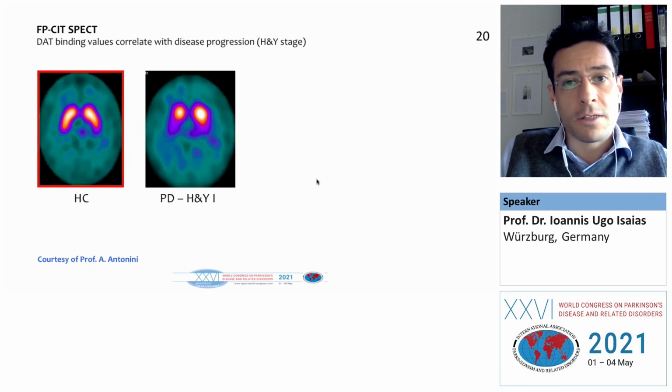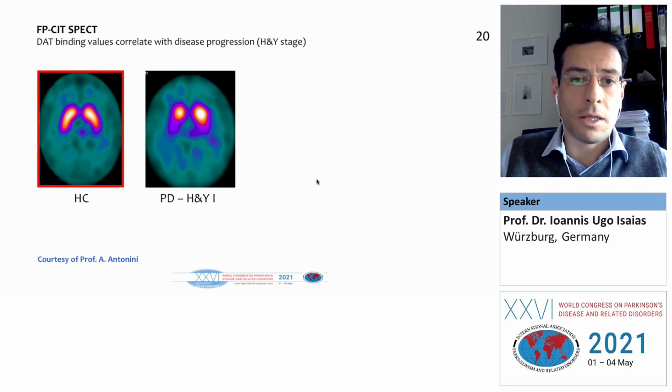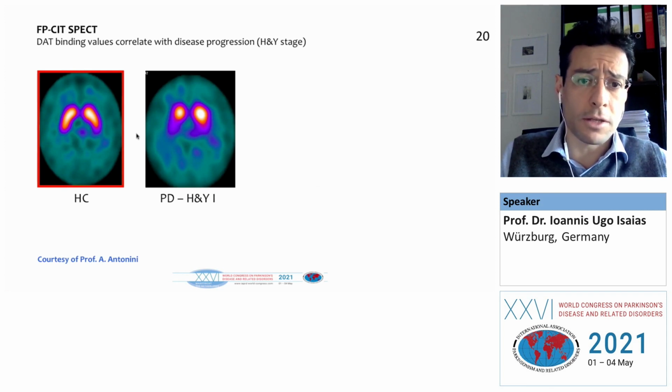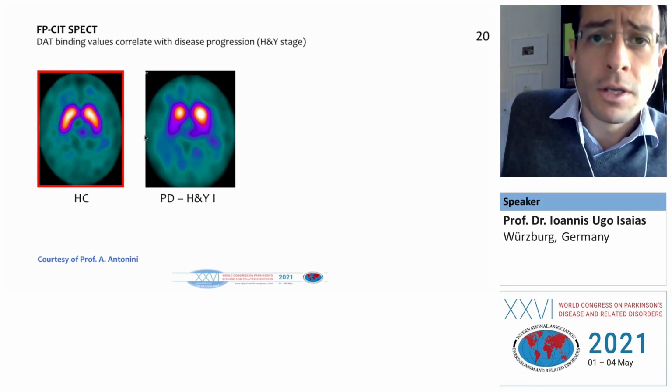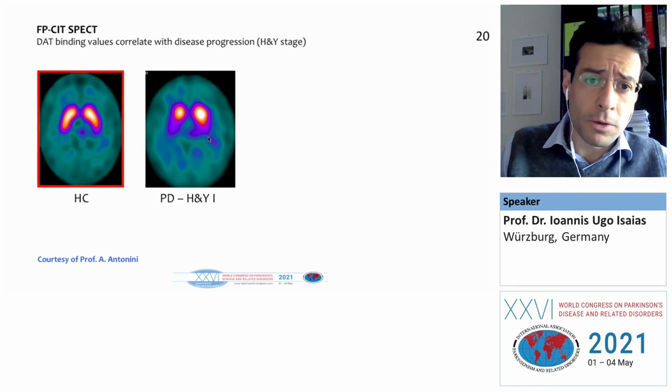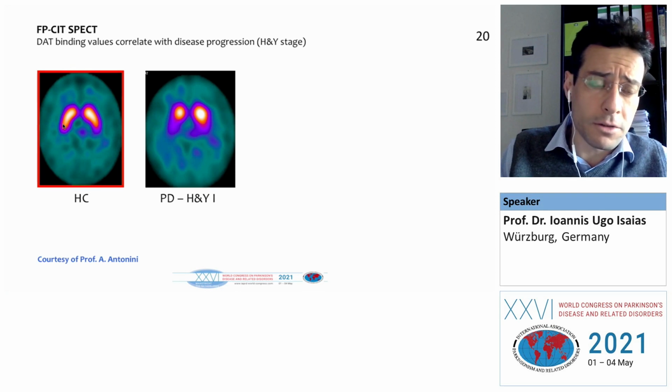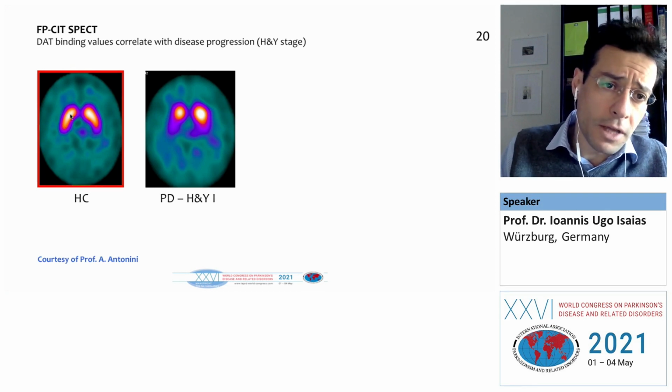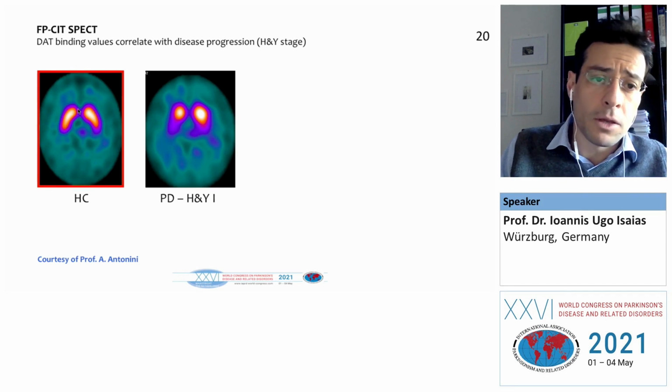DaTSCAN still remains the currently most useful biomarker for Parkinson's disease. Here I'm showing you an image of one Parkinson's patient, here with ONR stage 1, compared to a healthy subject. Let's focus on the healthy subject first. Here you see the striatum, which is kind of comma-shaped. The dot of the comma is the caudate head, and then the putamen tail, quite symmetric.